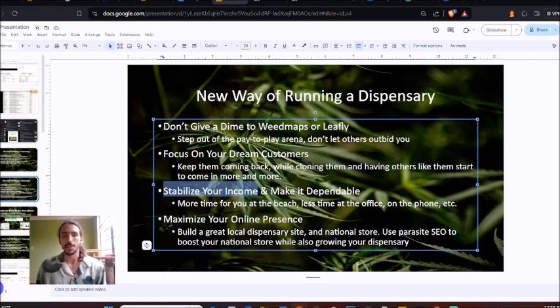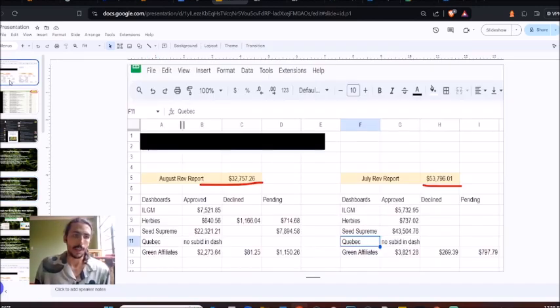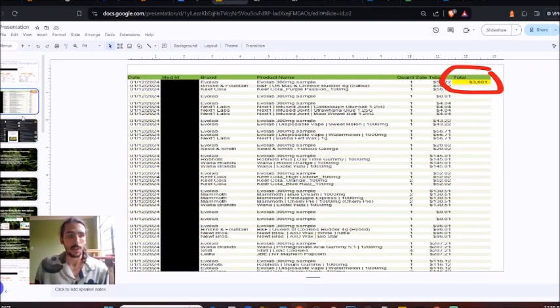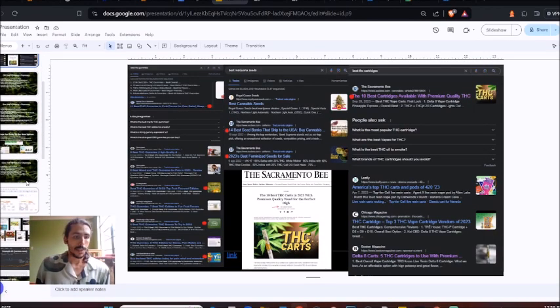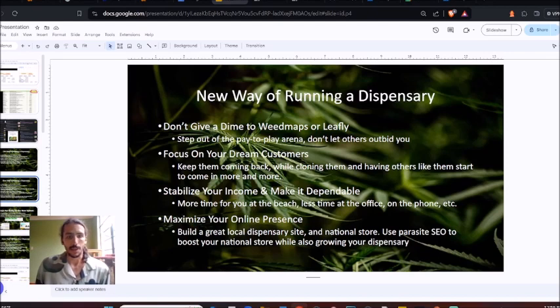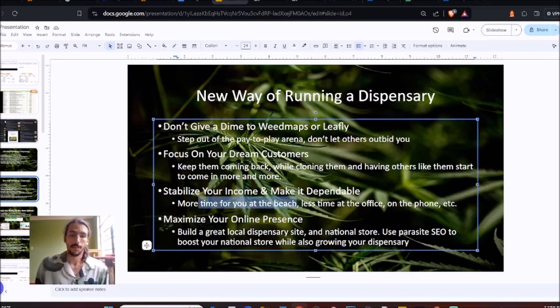Next up, the next step is to stabilize your income and to make it dependable. And so with our organic strategies that we have at our agency, implementing things that get these kind of results, like the ones we were showing here, this is a great way to help you stabilize your income, make it more dependable. That way you can focus on going to the beach, vacation, whatever your idea of a beach is, having less time at the office, on the phone, meetings with your manager, and so on.